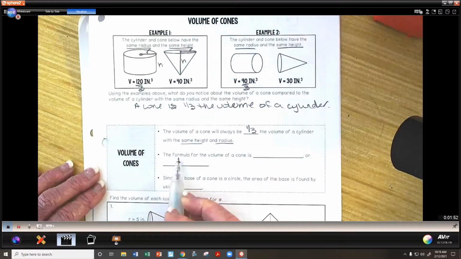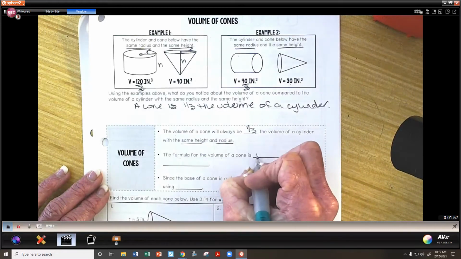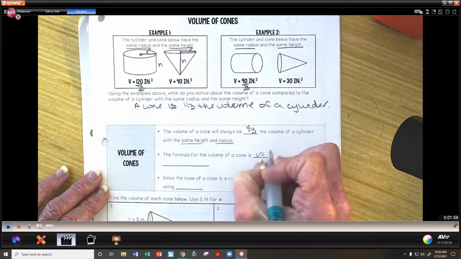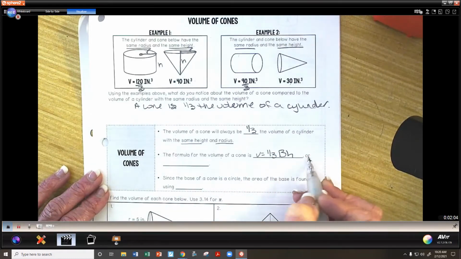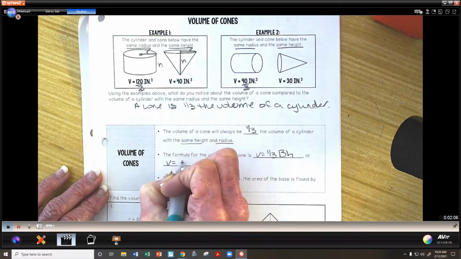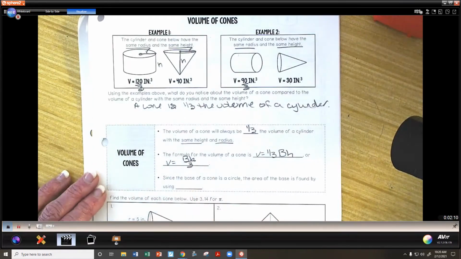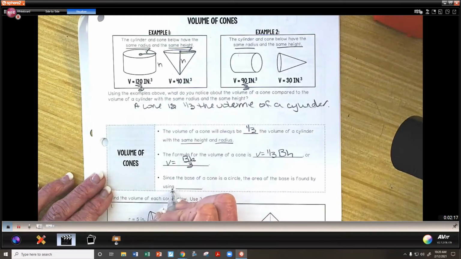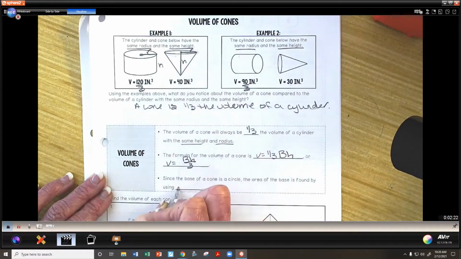and radius. The formula for volume of a cone is volume equals, now you're going to see it two ways, 1/3 capital B times H, or volume equals capital B times H divided by 3. I like this one better because I like to divide instead of messing with fractions. So also remember that your base is a circle. So we are going to use pi r squared.